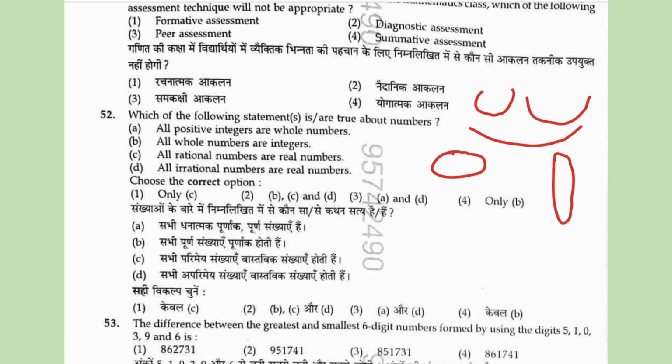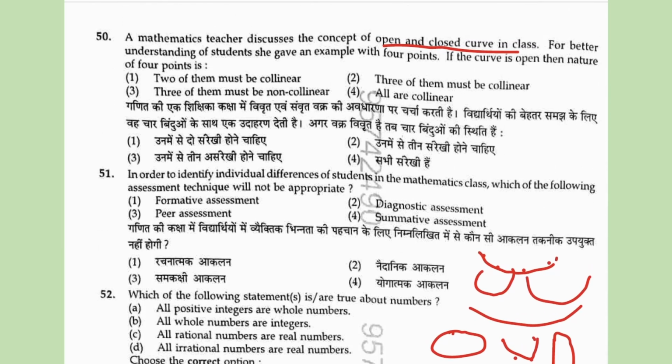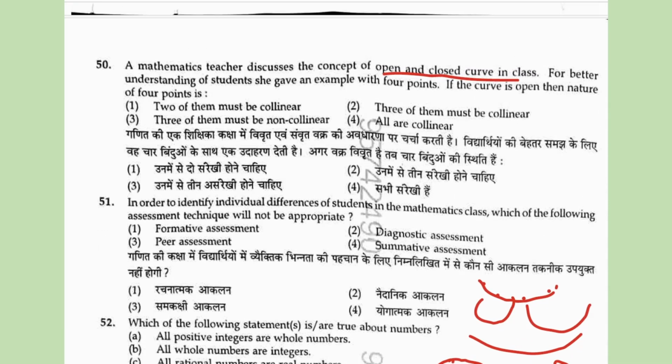The curve is closed. So now the teacher is giving them 4 points. What is the condition? The only way it can happen is when the 4 points are not collinear. Collinear means they are in the same line. So 3 of the points have to be not in the same line, because if they are in the same line, you end up getting a line. You don't get a curve. So 3 of them must be non-collinear for it to be an open curve. The open curve is given.